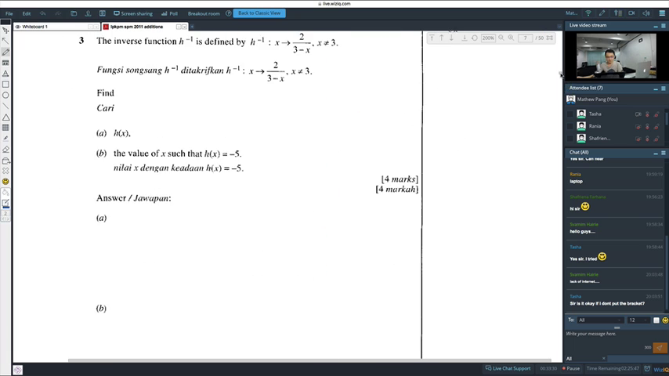For question number 3, the inverse function h inverse of x, you will get this expression 2 over 3 minus x. And then the question tells you x cannot be equals to 3. Why must the question tell you this? Because this is a fraction. You imagine if x equals to 3, what will happen? You will get 3 minus 3, which is 0. And then you use your calculator, 2 divided by 0, you will get math error. Because in mathematics, we cannot divide by 0.